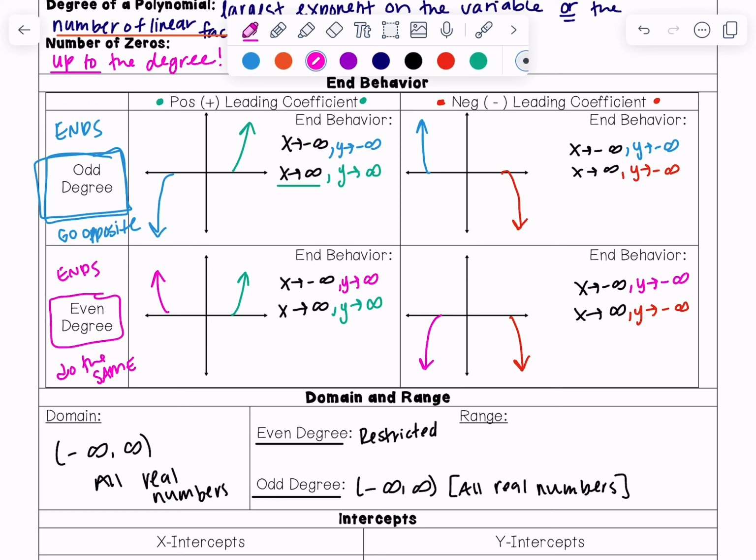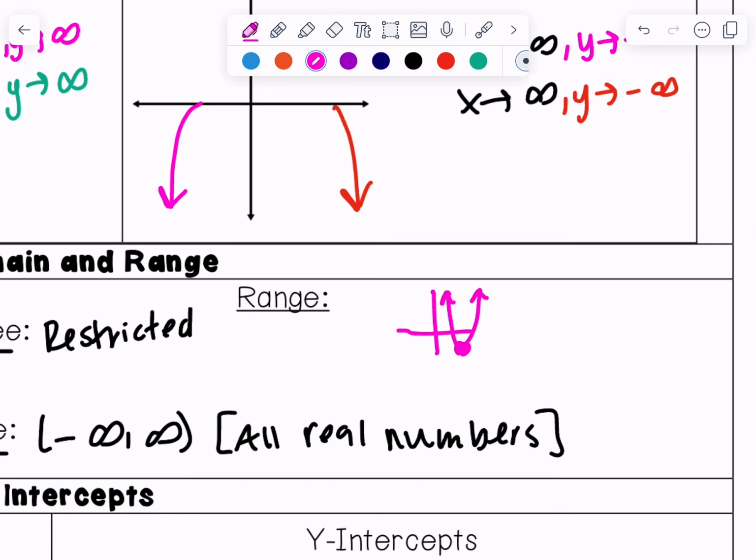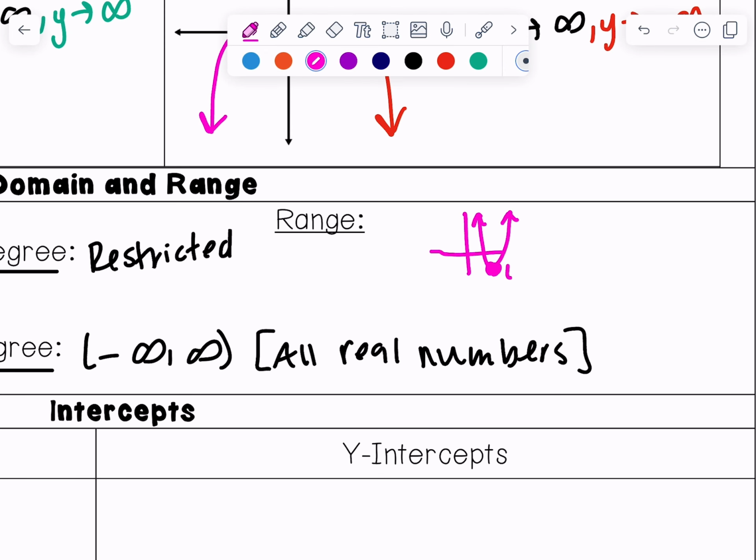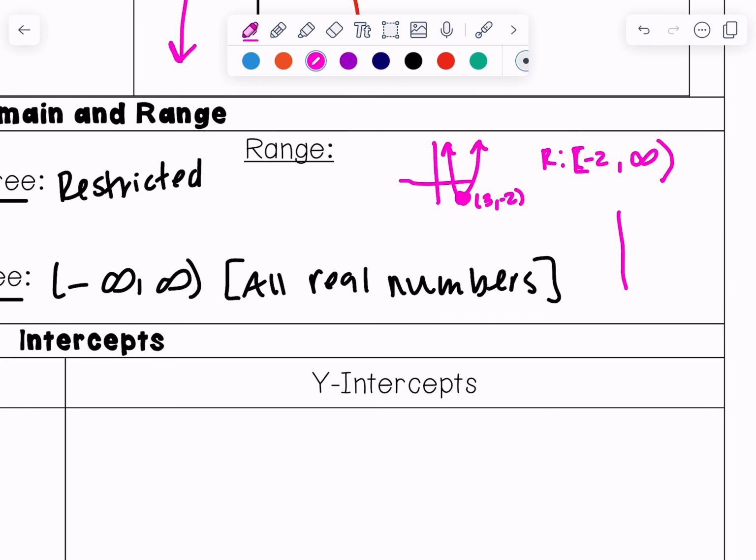So we know that if it was a parabola, it might look like this. This would be my lowest point, and that is where my range would be restricted. So this one, say that this is 3, -2. My range would be from -2 up to infinity. Or say that we have some quartic, and maybe it looks like this. My highest point here, let's say that this is 5, 7. That's my highest point, and it's going down. So here my range would be from negative infinity up to that highest point of 7.